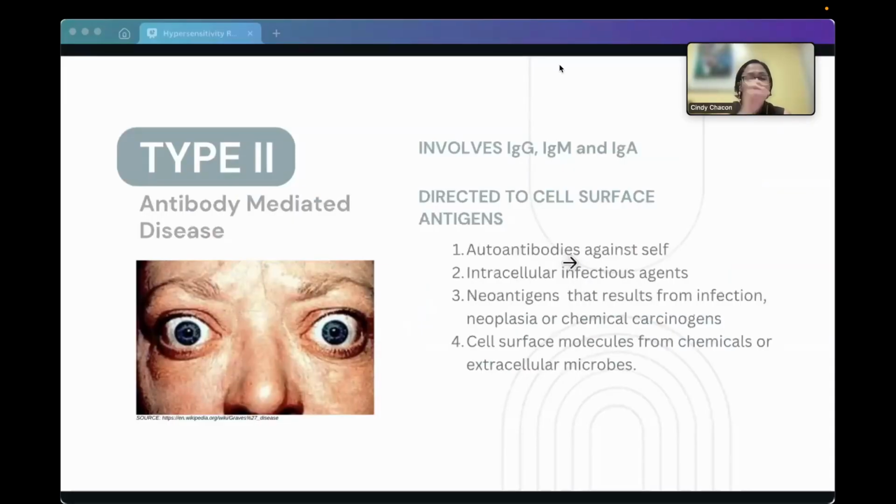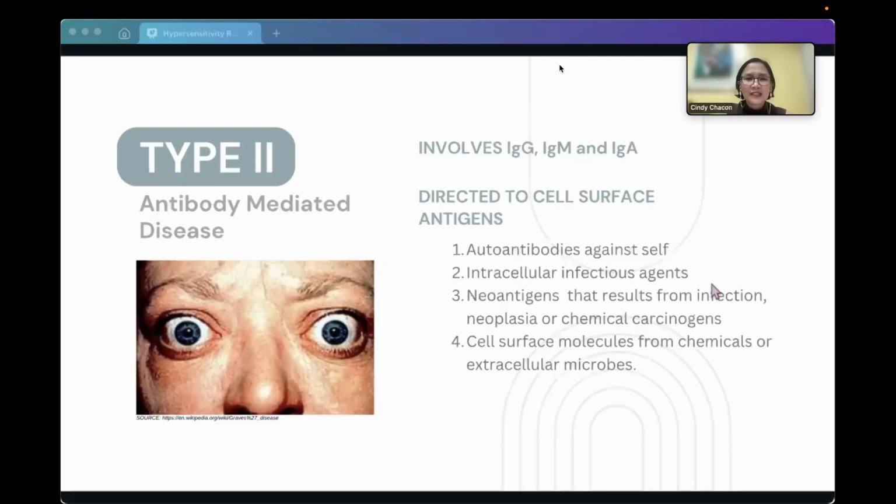Now, aside from IgE, you also have other antibodies that are capable of causing diseases, and they do so by binding to their target antigens or tissues. If type 1 involves IgE, your type 2 or antibody-mediated disease will now involve your IgG, IgM, and to a lesser extent, your IgA.